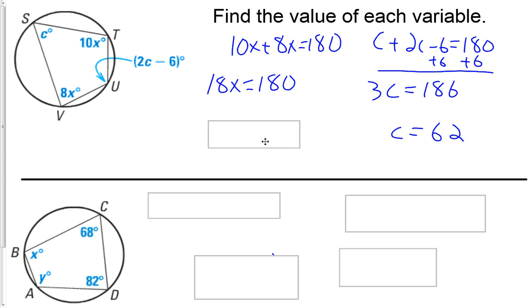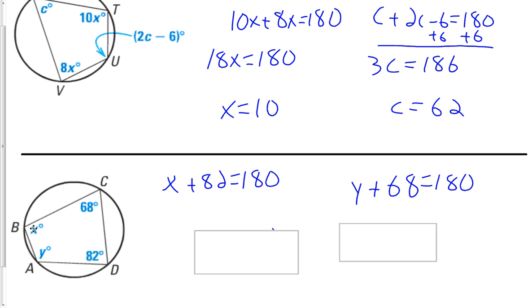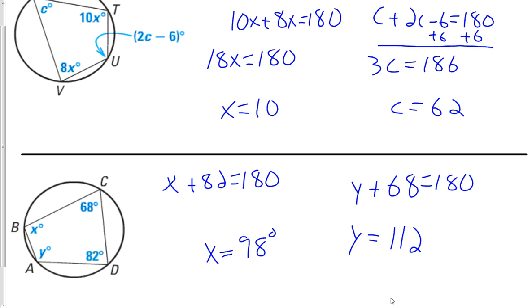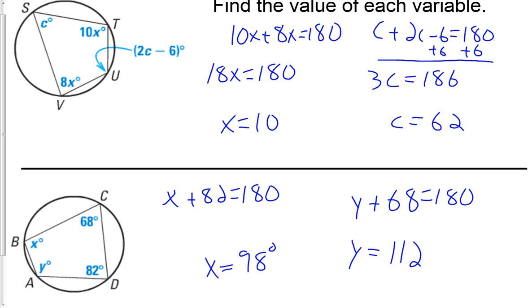10 plus 8 is 18. 18 times something is 180, and x is 10. Down here, y plus 68 is 180, x plus 82 is 180. Solving quick, pretty straightforward, right? So again, I usually speed past the end of these, but if you feel like you need to pause to write things down, feel free to pause the video to finish writing down what you need on this slide.